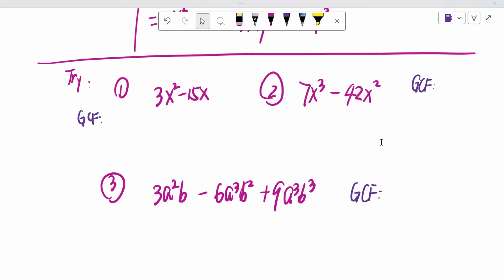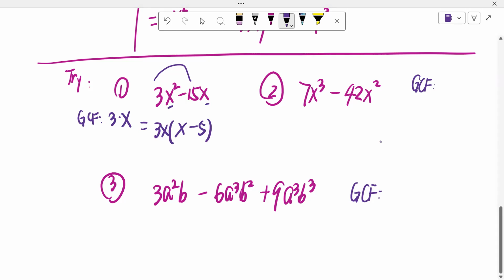Okay, let's go over the solution. So first one, the GCF, look at 3 and 15. 3 goes into both of them, so it's 3. For x squared and x, we take the lower exponent. So the GCF will be 3x. So factor out 3x. If you look at the first term, only x remains. Second term, we divide to get minus 5.